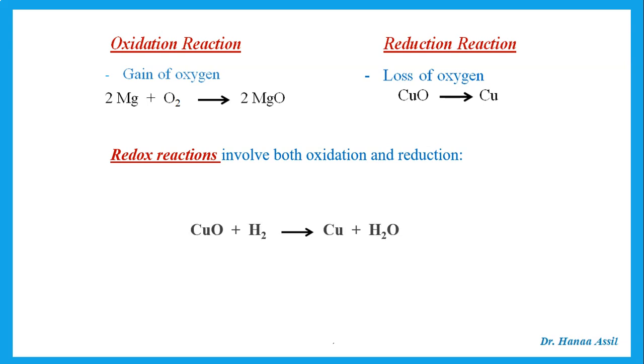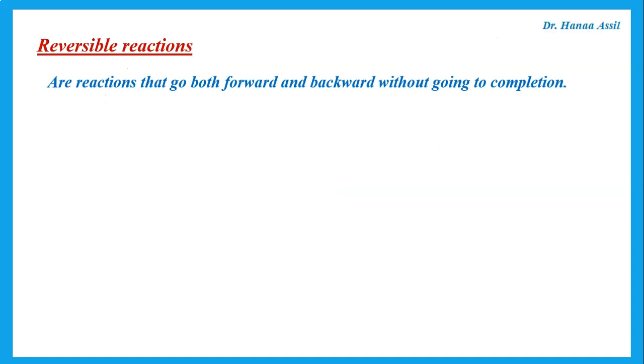So for example, if I have copper oxide plus hydrogen, what happened to the copper oxide? It became copper, and that means it lost oxygen. Loss of oxygen is reduction. What happened to the H2? It became H2O. That means it gained oxygen, and that is oxidation.